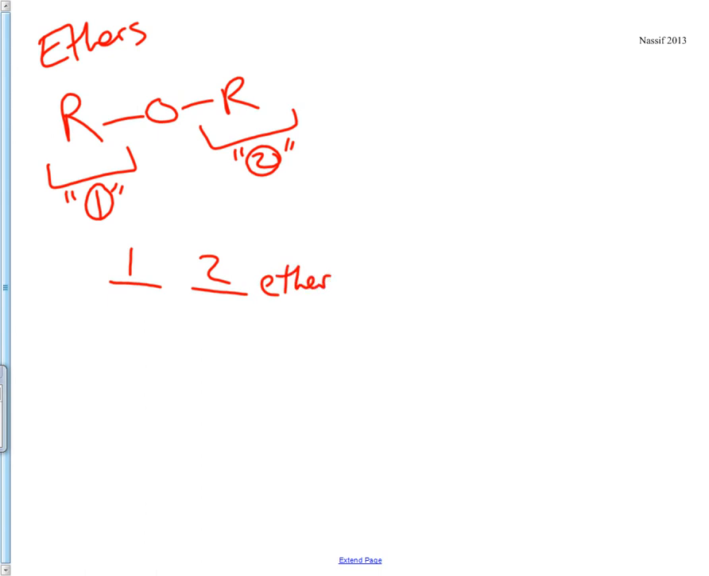An example of this would be if we had CH3, CH2, O, CH3. You don't have to worry about alphabetizing, but this would be an ethyl group and a methyl group, so we would call this methyl ethyl ether.